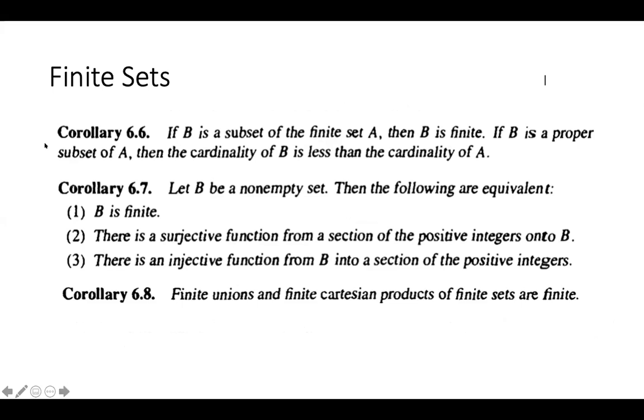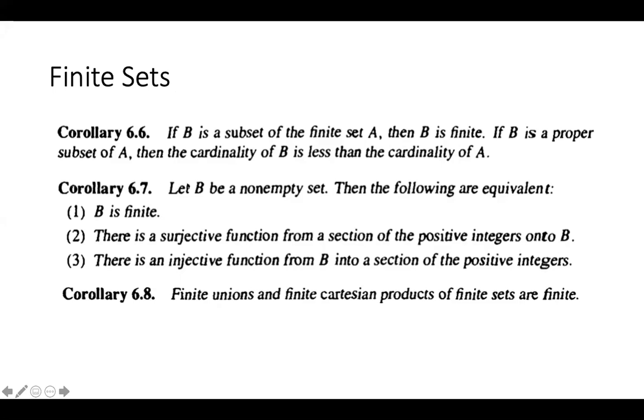There are certain other corollaries which follow. I encourage you to prove them yourself as exercises. They're quite straightforward if you follow the previous proofs. So one is just saying that if B is a subset of the finite set, then B is finite. And you can show this by showing that if given that A is finite and it's a bijective mapping, then you can take another function which takes a subset, which will also be bijective. And if B is a proper subset, then the cardinality of B is less than the cardinality of A, which again follows from that.